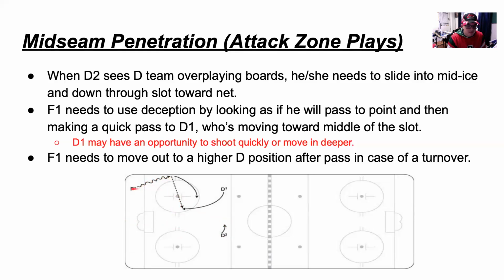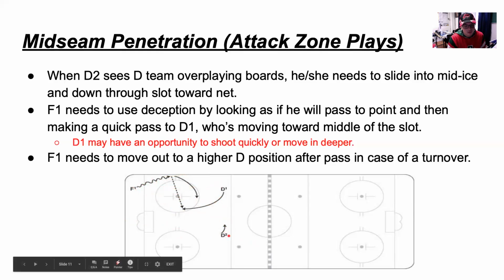So, yep, F1's going to come up. Okay, so it's going to make a quick pass. He or she's going to be looking to make a pass to D1. So, for an example, F1 is trying to make that pass to D1, but F1's looking to make the pass to like D2.